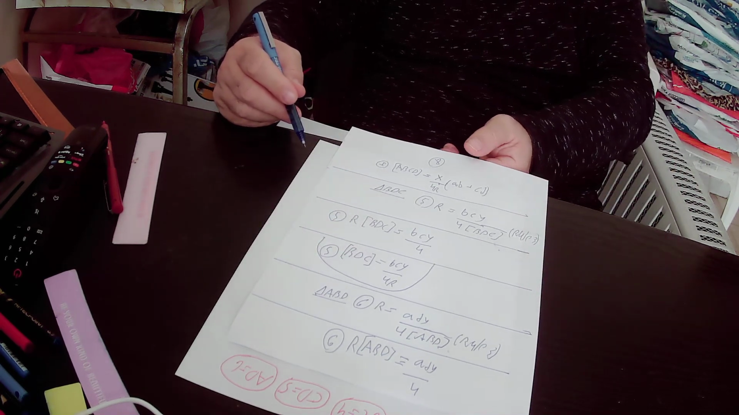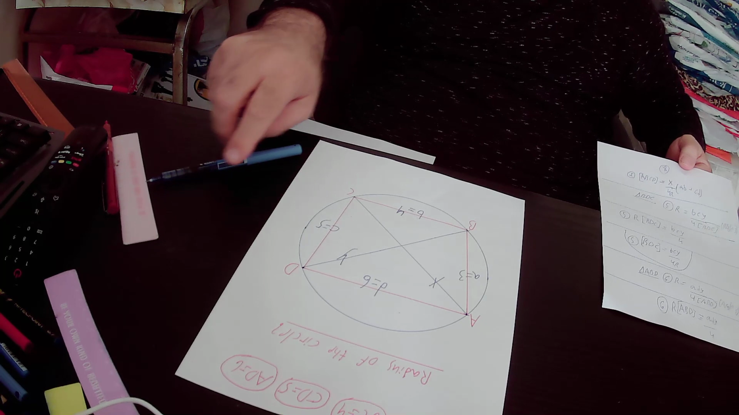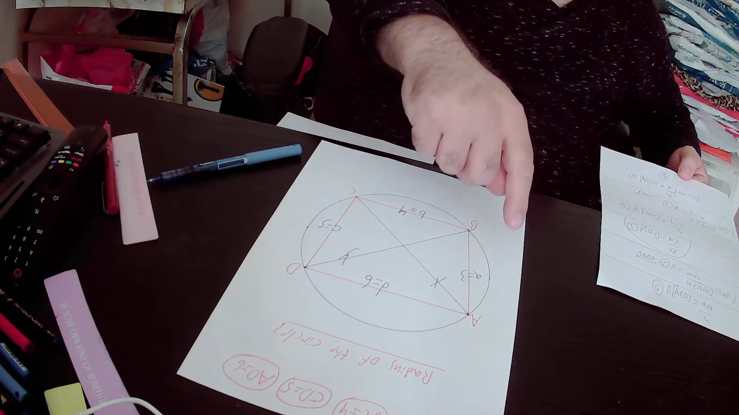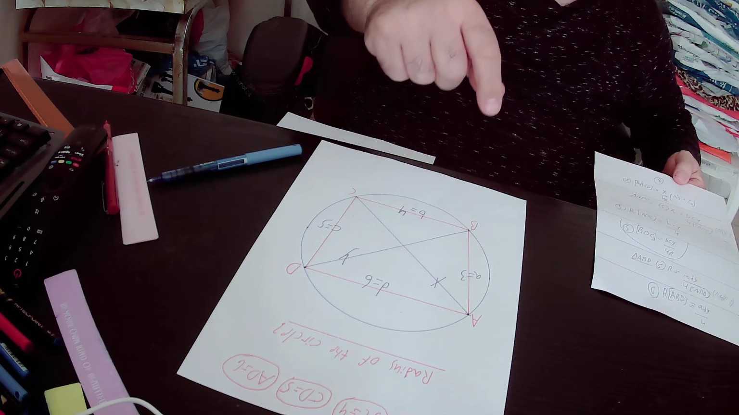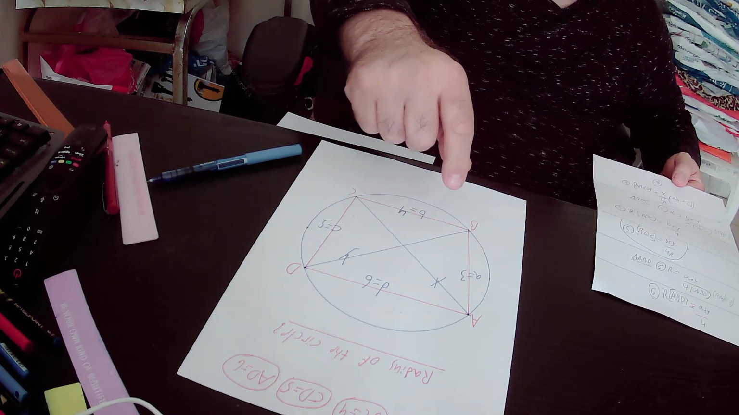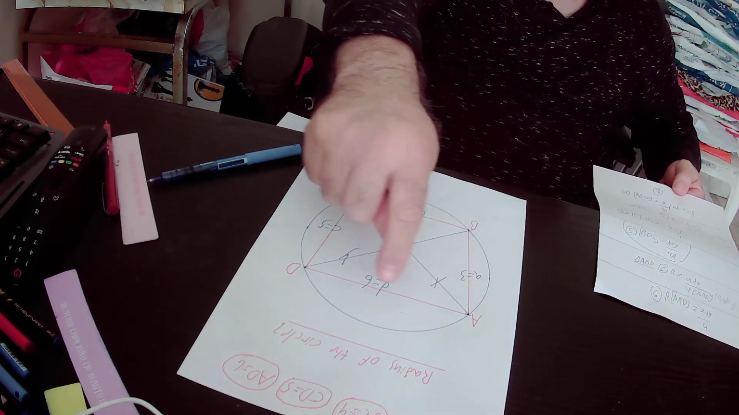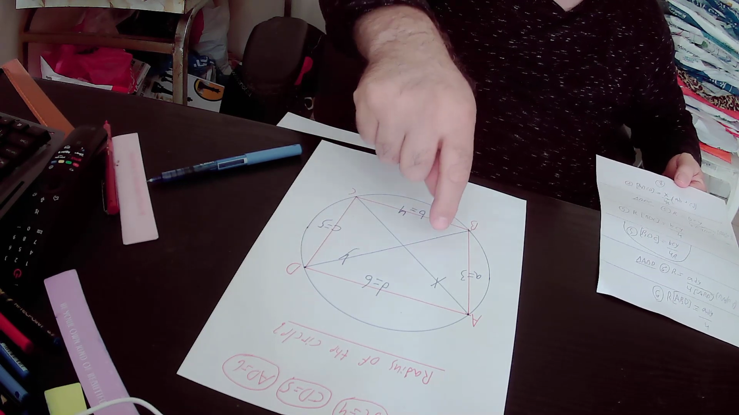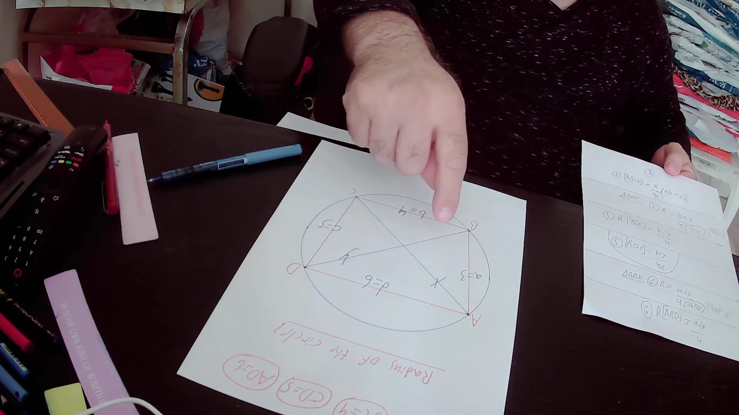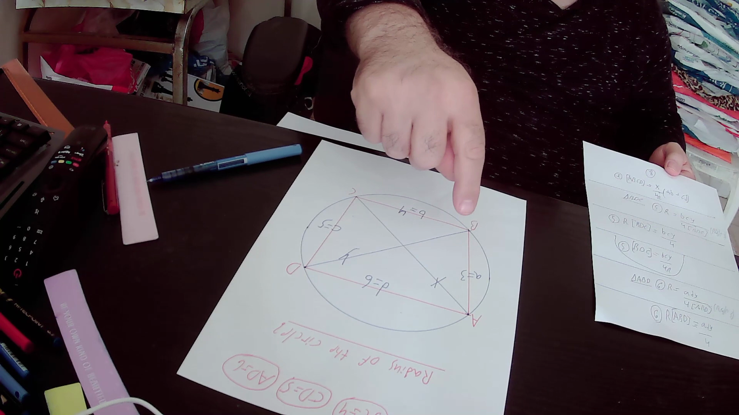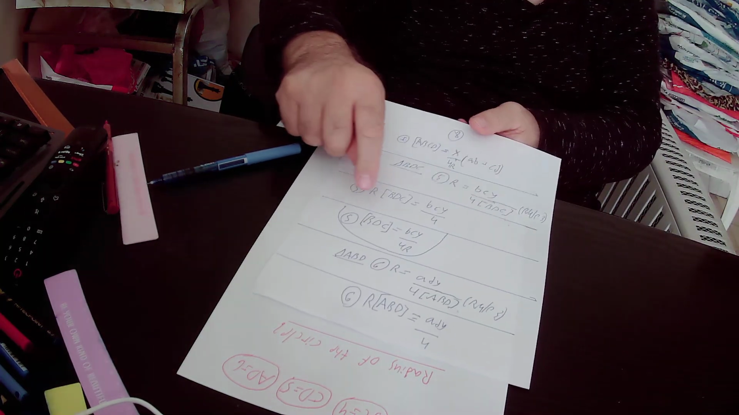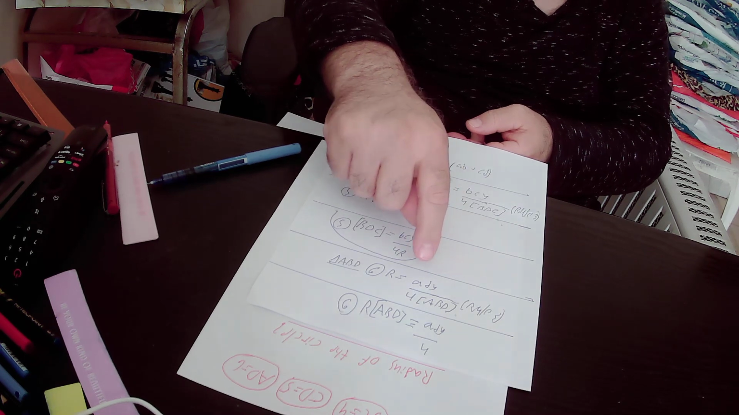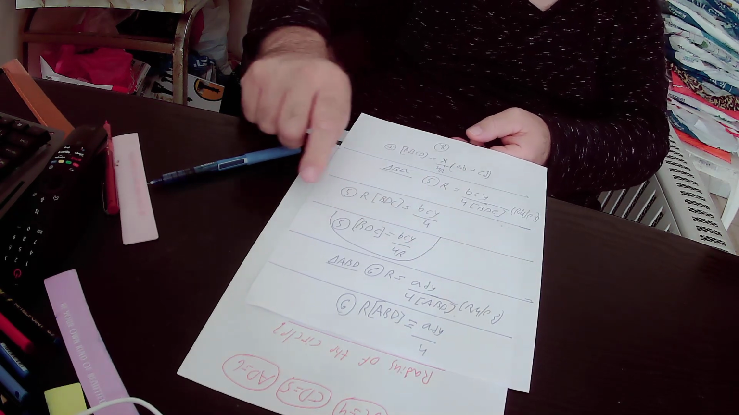Then we focus on triangle ABD. This triangle ABD is inscribed in this blue circle. Therefore, according to rule number 3, the radius of the circle that circumscribes triangle ABD will be equal to the product of the triangle's sides, that is to say, A times D times Y over 4 times the area of triangle ABD.